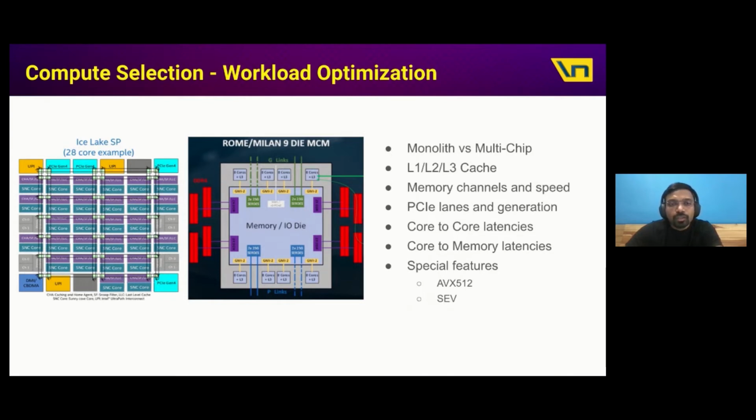Next is the core-to-core latencies, which vary significantly in AMD multi-chip design. And if the workload is not pinned to the right set of cores, it might impact the application performance. The core-to-memory latencies, which help us decide how many NUMA nodes we need to configure per socket, and that can also impact bin packing. And finally, the need for certain special features like the AVX-512 in Intel for faster compression, encryption, etc., and the Secure Encrypted Virtualization in AMD for improving the application security.